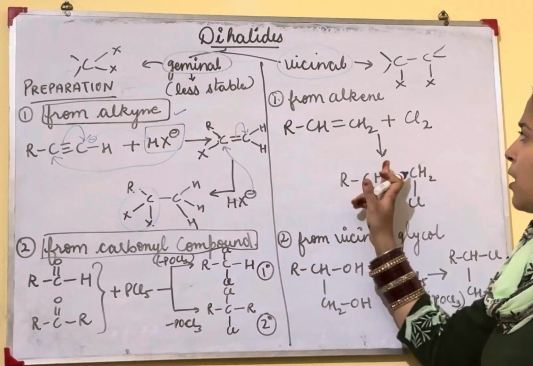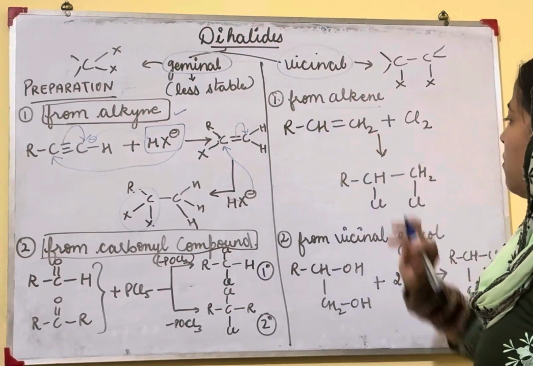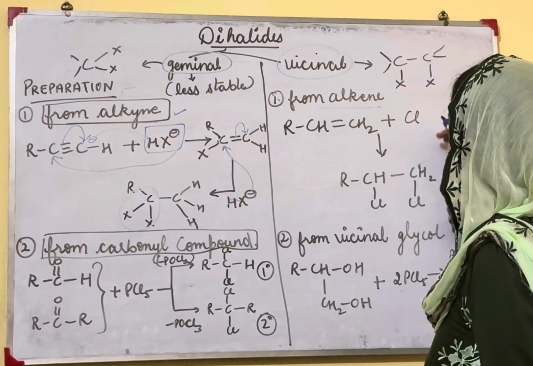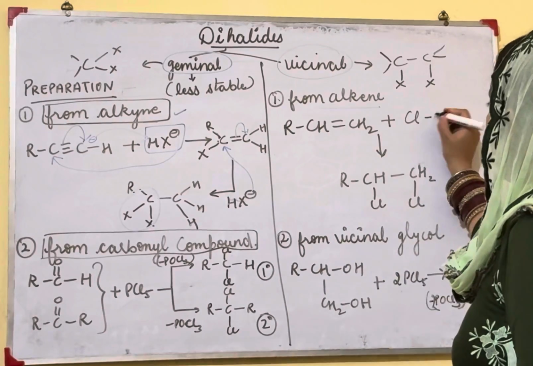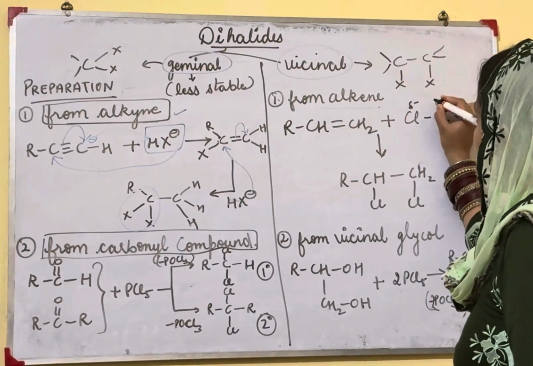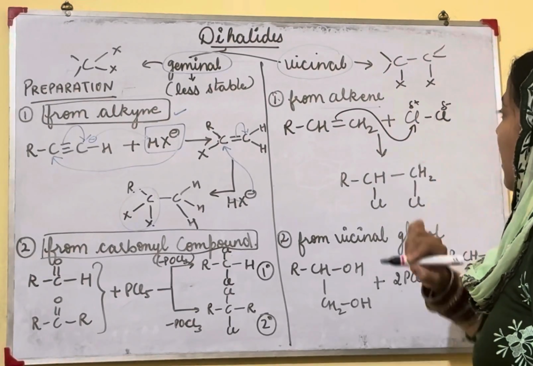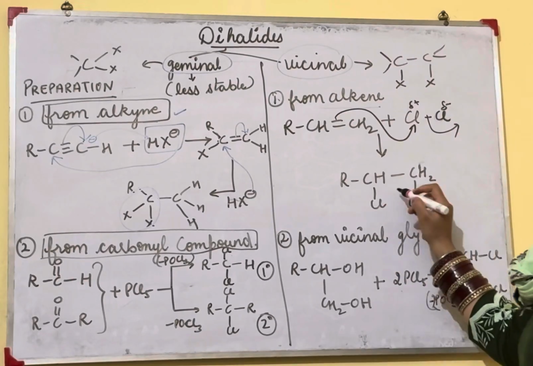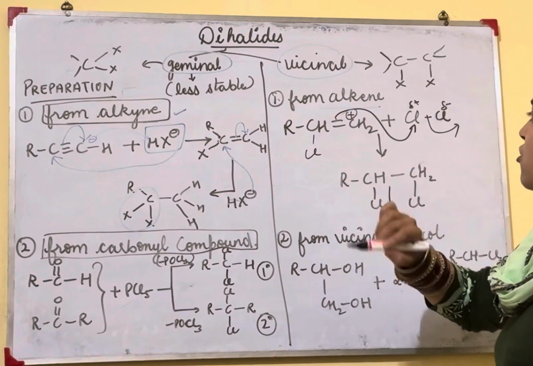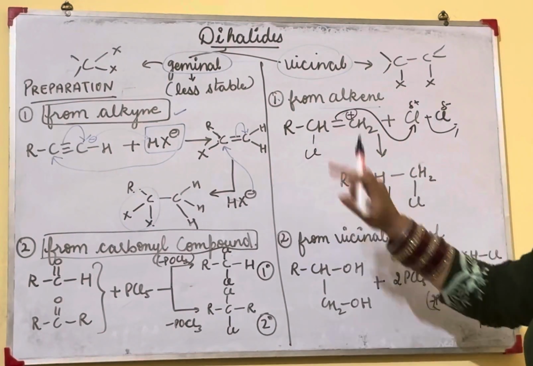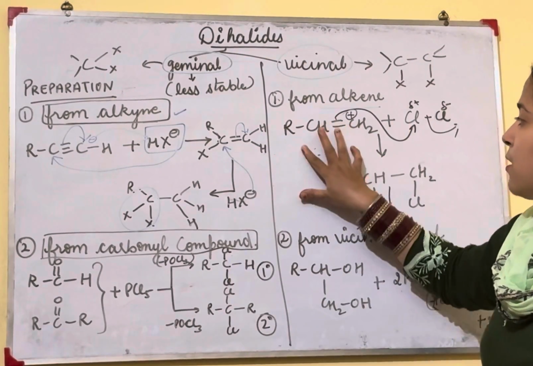In a similar way, from alkene, we can form vicinal dihalide. How does it occur? If we add Cl2, it will become partial positive and partial negative. The partial positive end is attacked by the double bond, and the bond moves outside. First Cl will attach here. When Cl attaches here, this carbon will get the positive charge. Then the negative Cl will attack on it and attach here. In this way, you will get the vicinal dihalides.